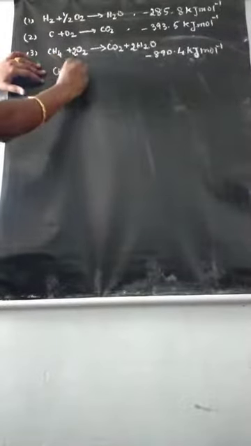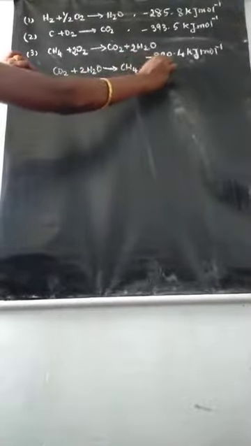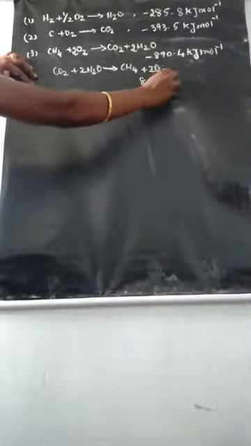You can write the reversed equation. The third equation you can write reversibly. If you are writing it reversibly, can you tell the answer? CO2 plus 2H2O gives CH4 plus 2O2. You will get the positive answer, 890.4 kilojoule per mole. Understand? So listen. Your question is, calculate the heat of formation of methane.